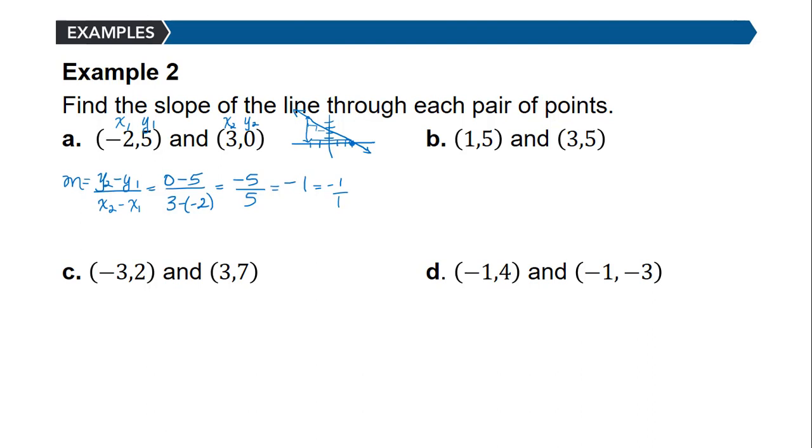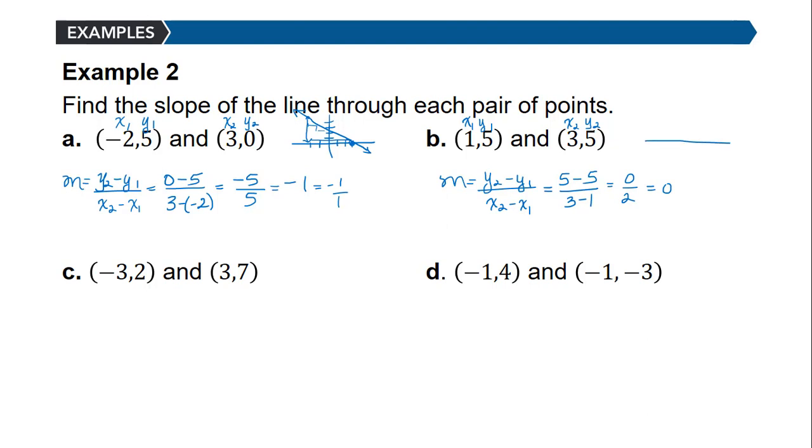Example B asks us to find the slope of the line through (1, 5) and (3, 5). So we can label these as (x1, y1) is (1, 5), and (x2, y2) is (3, 5). Therefore, the slope being y2 minus y1 divided by x2 minus x1 gives us 5 minus 5 divided by 3 minus 1, which is 0 divided by 2, or just 0. So the slope is 0.